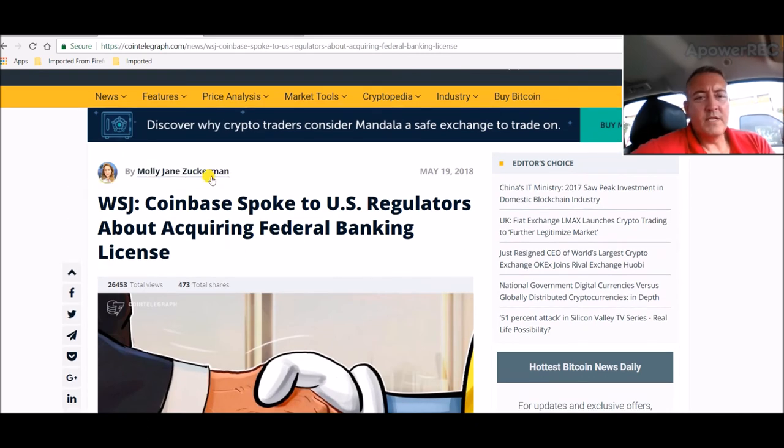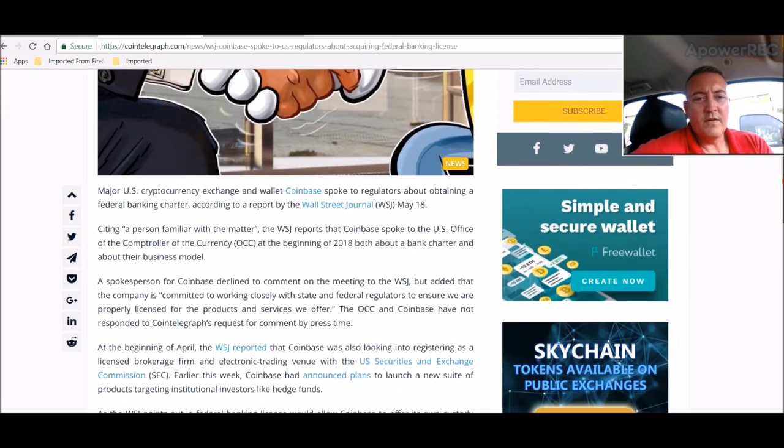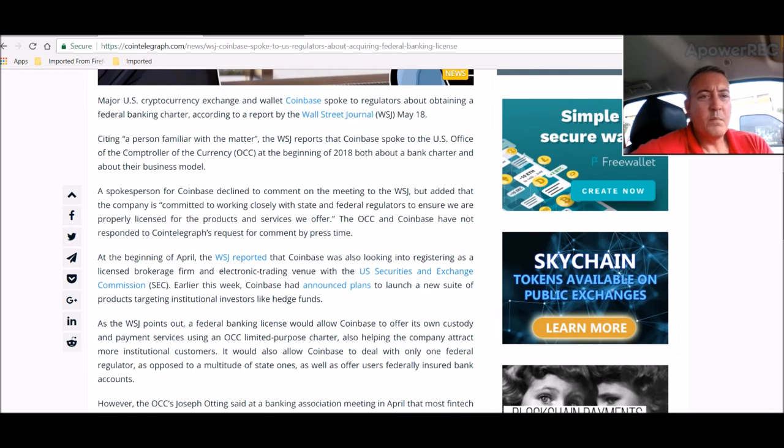So some news, Wall Street Journal news about Coinbase. Wall Street Journal: Coinbase spoke to U.S. regulators about acquiring federal banking license. So now it appears that Coinbase wants to become a bank as well. Major U.S. cryptocurrency exchange and wallet Coinbase spoke to regulators about obtaining a federal banking charter, according to a report by the Wall Street Journal, May 18th. Citing a person familiar with the matter, the Wall Street Journal reports that Coinbase spoke with U.S. Office of the Comptroller of the Currency at the beginning of 2018, both about a bank charter and about their business model.